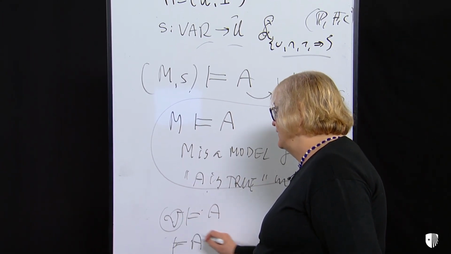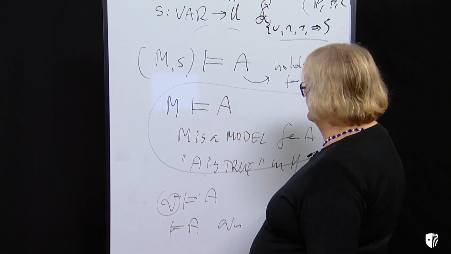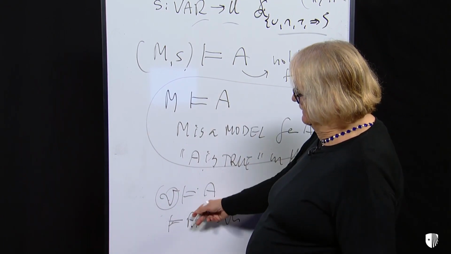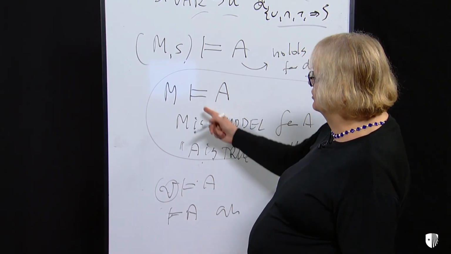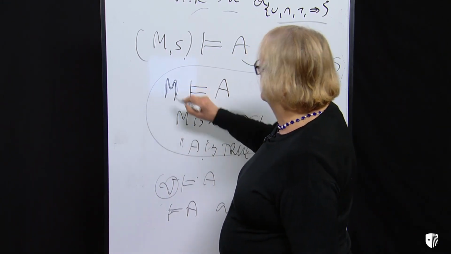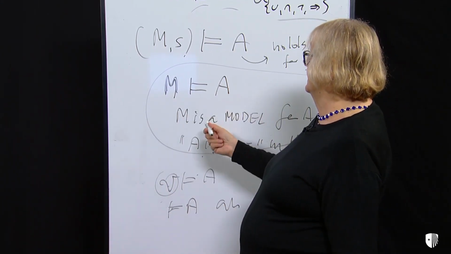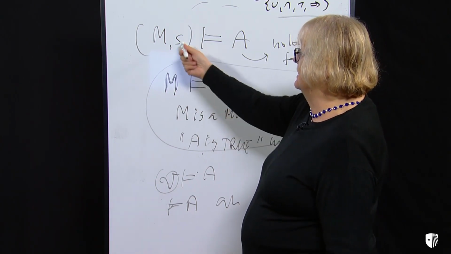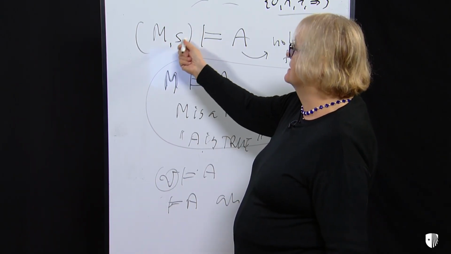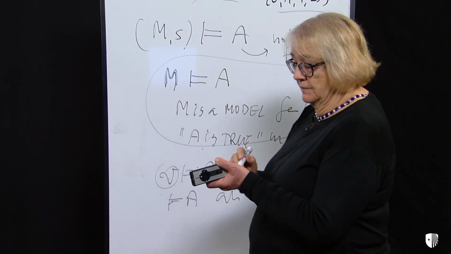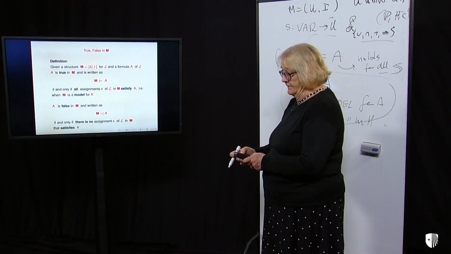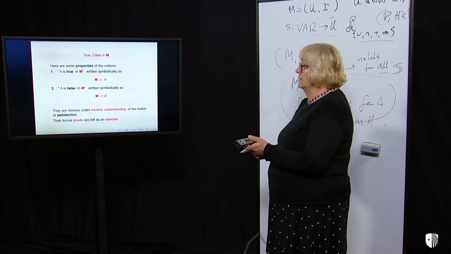V satisfies A, and then we write A, we skip V if it is for all V. So we use it to define tautology: for all V, we skip the V. So now we say that M is a model. We write this if M S satisfies A for all S. So this is in a similar way.